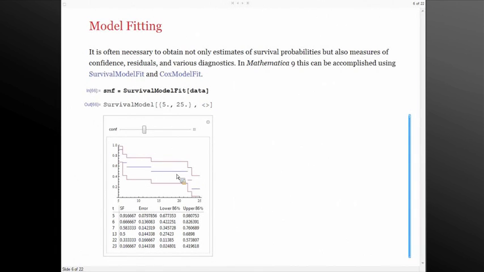Got the survival curve, the point-wise confidence intervals about those survival probabilities, and here's the event table that came out. I've actually linked this up so that we can vary the confidence interval, or the confidence level, and as that confidence level gets large, the intervals get larger as well.